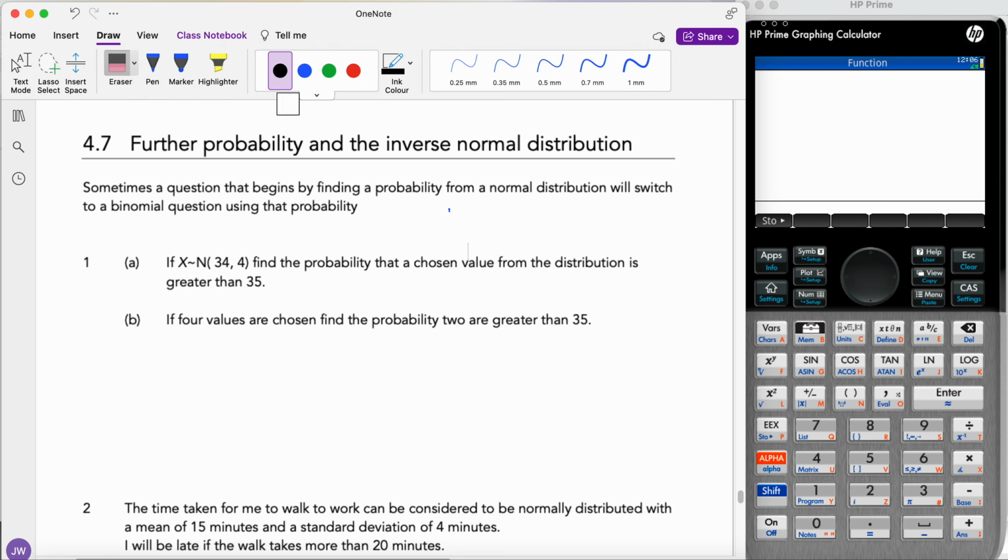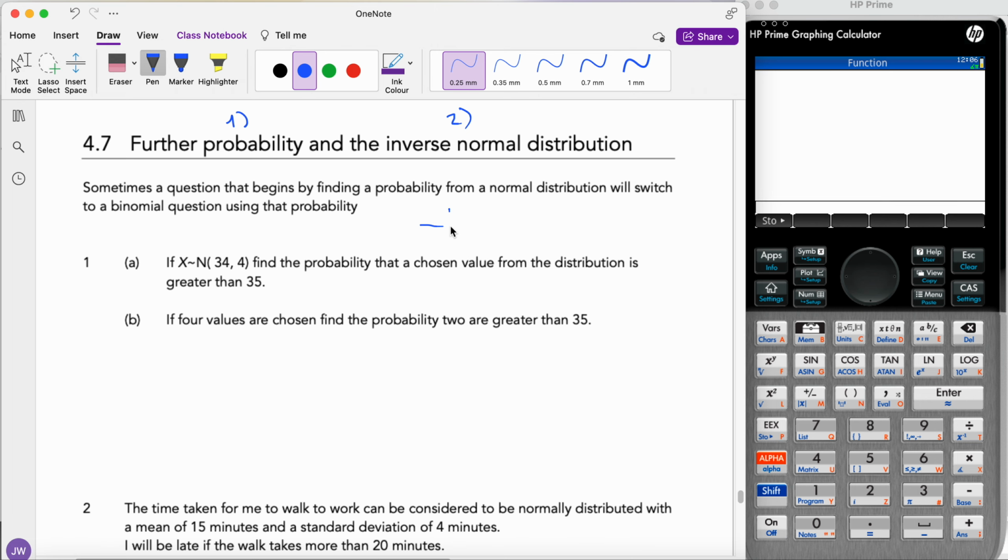So today we're going to do some more probability. We are going to see that sometimes in the question there's more than one distribution. And then we're also going to do the inverse of the normal, which is when, instead of finding the probability, we're given the probability and we need to find the value of the random variable.